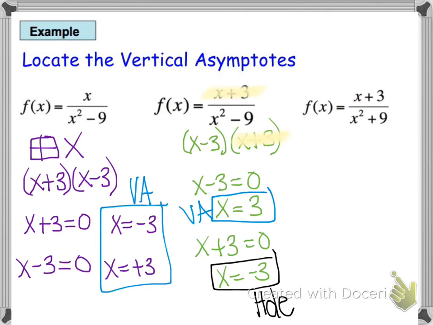So that'd be something that you should go and take a look at, to see all the different places on the table of a graphing calculator where it would show you an error, whether that's going to be a vertical asymptote or whether that's going to be a hole.